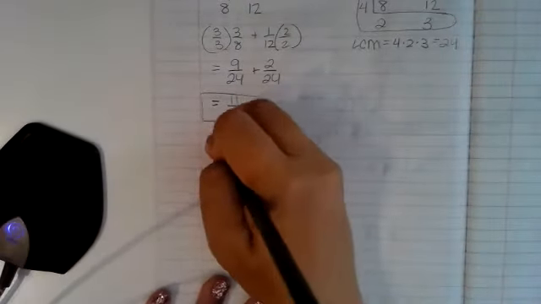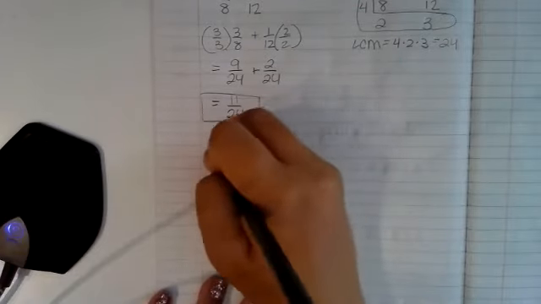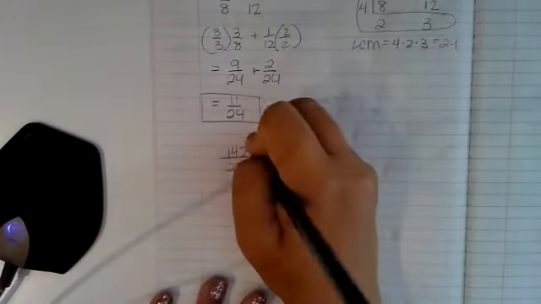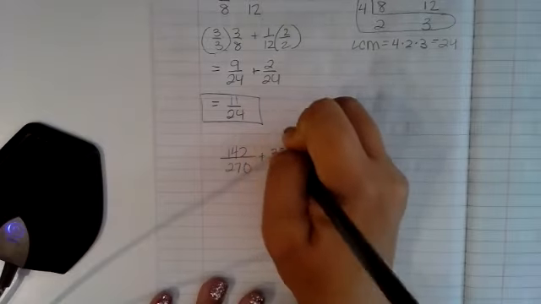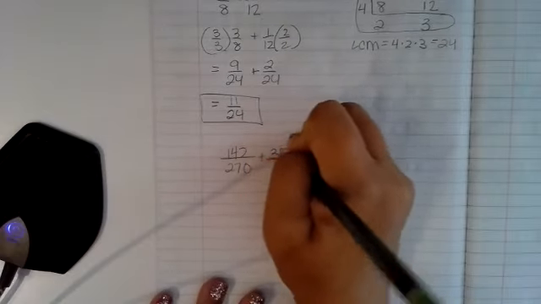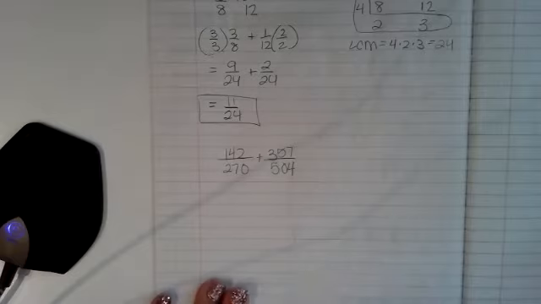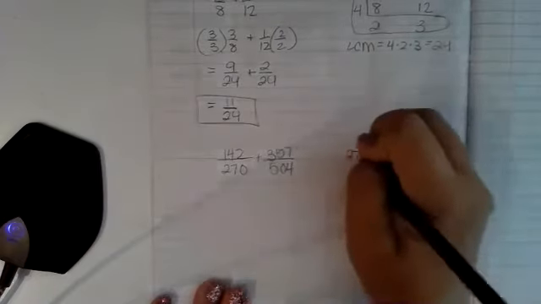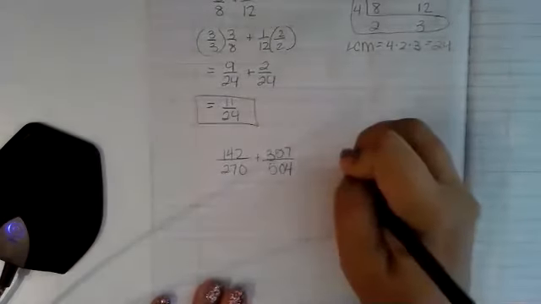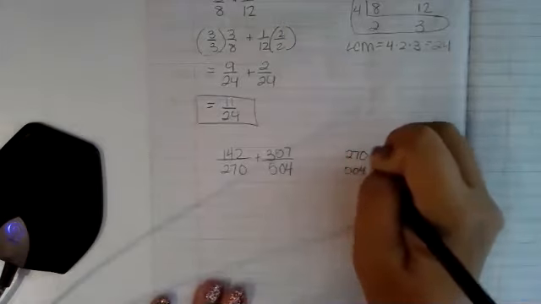Let's say I have 142/270 plus 357/504. Those are some really ugly numbers. Really ugly numbers. And finding the least common multiple of these numbers might be a little bit more challenging. So I'm going to show you another way to do this. Let's say I have 270, and let's say I have 504.